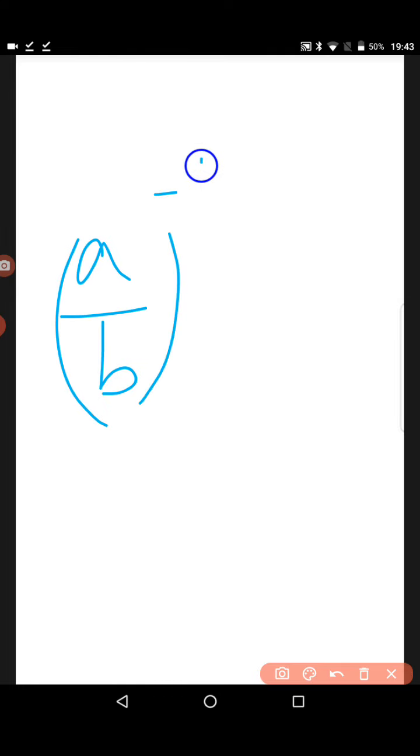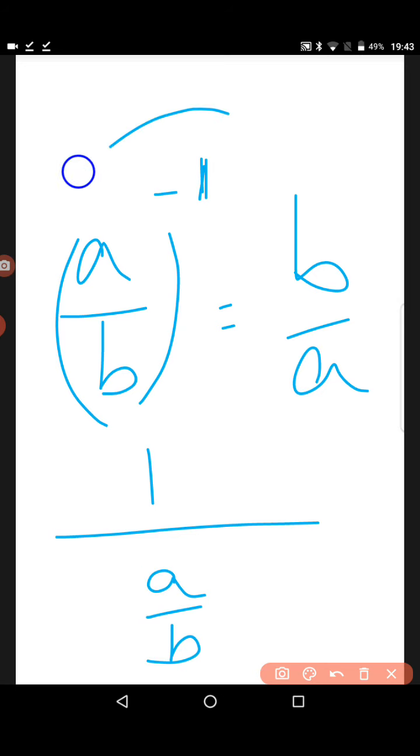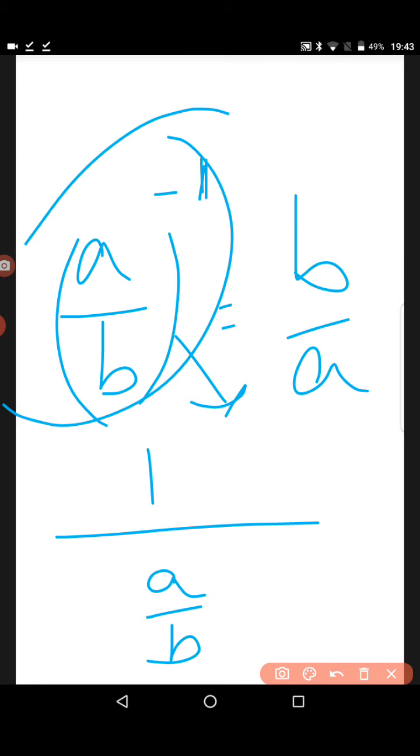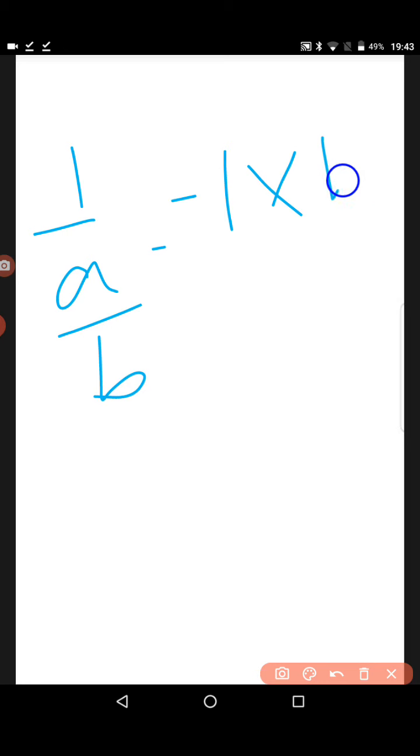Like this I should write. And clearly, I can understand that (a by b) to the power minus 1 is going to be b by a. Because what is happening here, you would be thinking, if you don't understand, now listen. It is 1 by (a by b), that's all. So when you are having these powers, before getting this answer, actually this is 1 by a by b. Now when you do that, 1 by (a by b), what is it going to be? 1 into b by a.